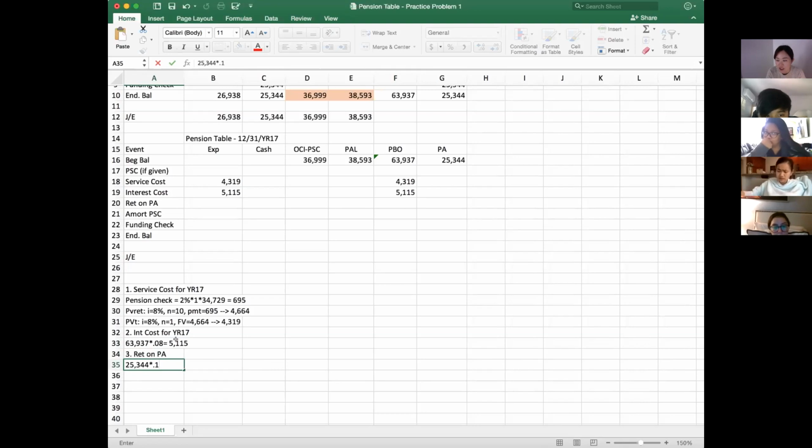So this is how much we expect our investment to grow. This is the rate that we want our investment to grow. Therefore, not the discount rate, but the expected rate of return is used when we calculate the return on plan asset. So 10%, that's 2,534.